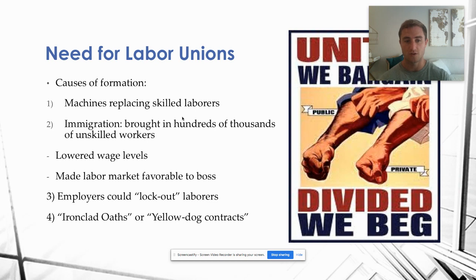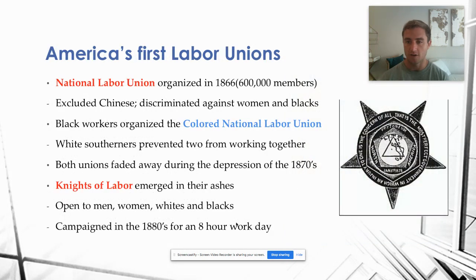Employers could do a number of different things to their laborers. One of the most employed tactics was using these yellow dog contracts, which forbade workers from entering unions. It was actually an agreement that I will never join a union once I join your business.